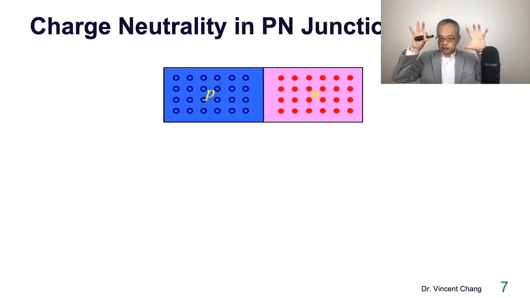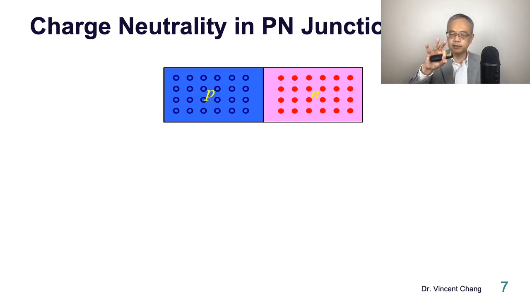And now, both materials form a junction. So the overall charge neutrality remains true, right? So the overall charge neutrality should remain. In other words, the overall charge for this p-n junction system should be 0.